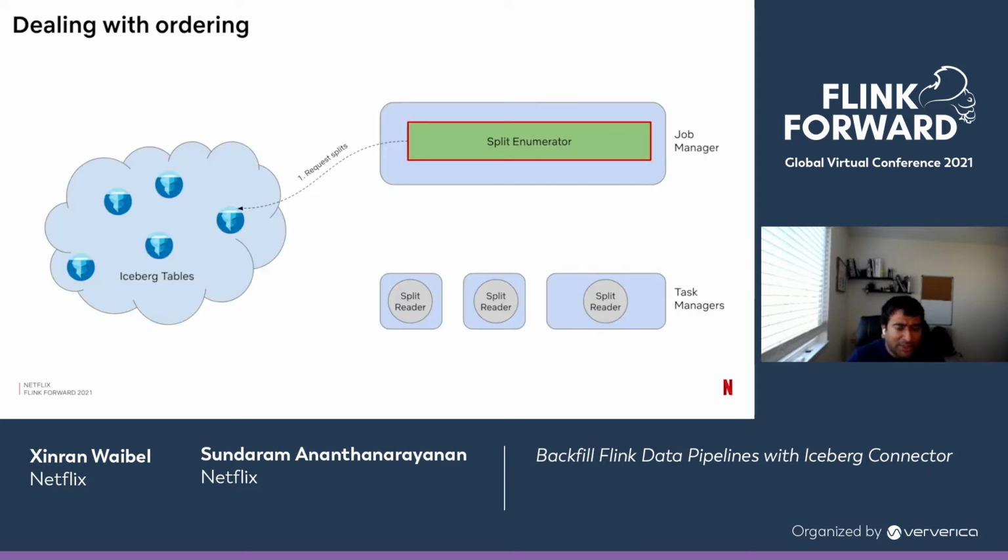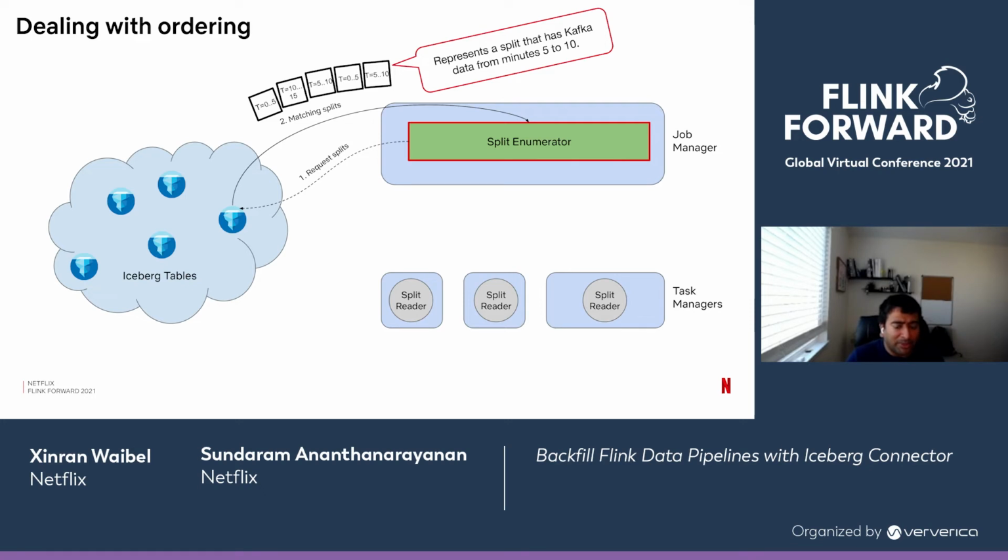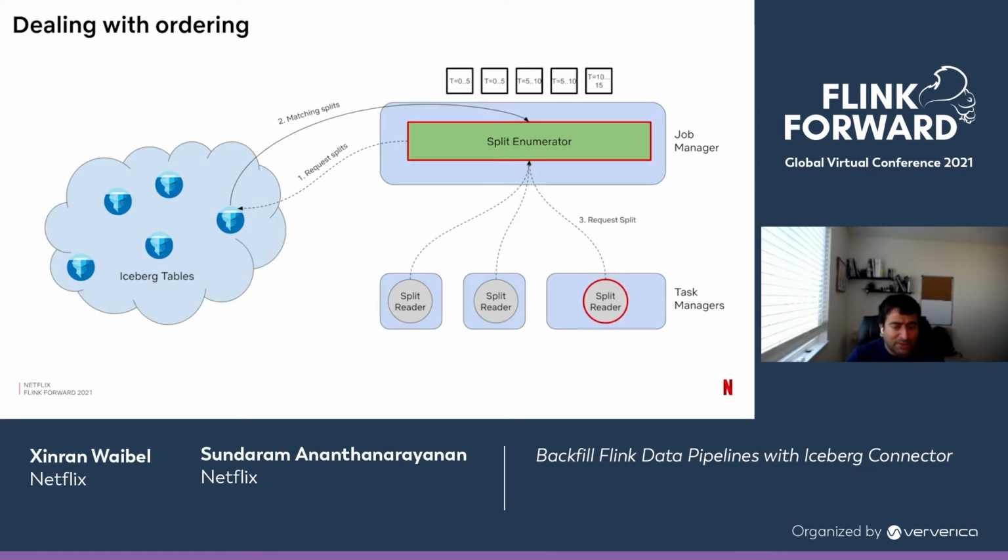Let's say the enumerator requests splits from the table, and let's say the table returns these 5 splits that belong to the backfill period. So the user is essentially trying, in this case, to backfill from minutes 0 to 15. And t equal to 5 to 10 essentially represents a split that contains data from minutes 5 to 10, as you can expect. Now, all the enumerator does is order these splits based on the ingestion timestamps and assign them based on the ingestion timestamp.